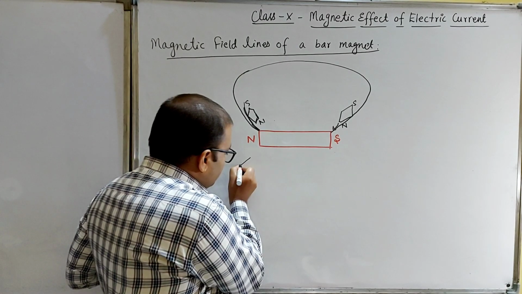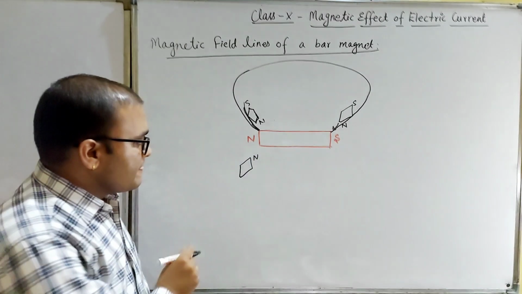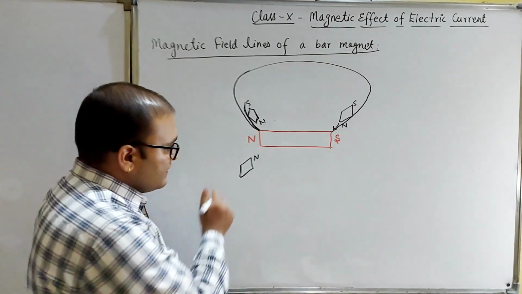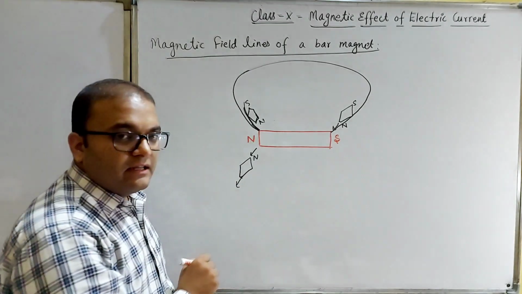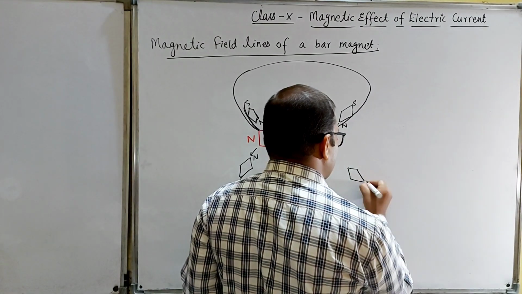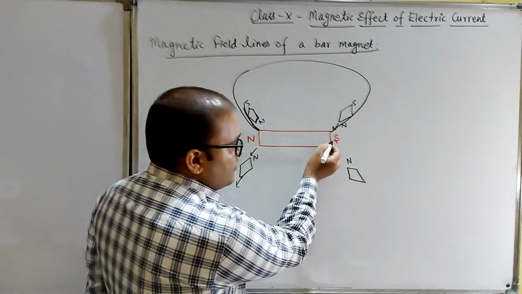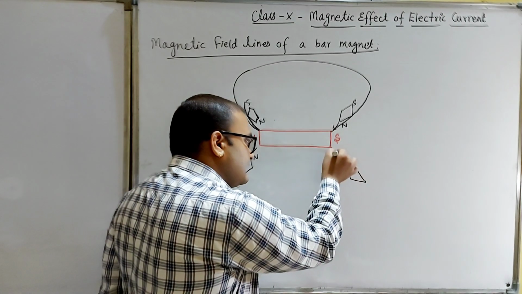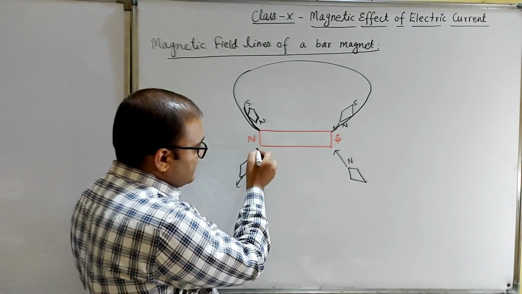Suppose I place the north pole of the magnetic compass needle here, then they will repel each other, meaning force will be exerted in this direction. And if I put the north pole of the compass needle here, then the south pole of this bar magnet will attract this north pole. Yes or no? So in this case we can say that the north pole is repelled.